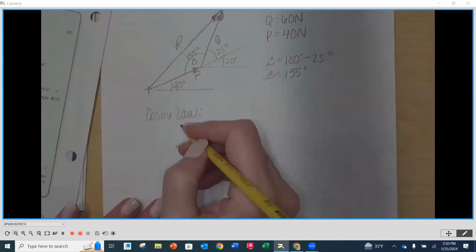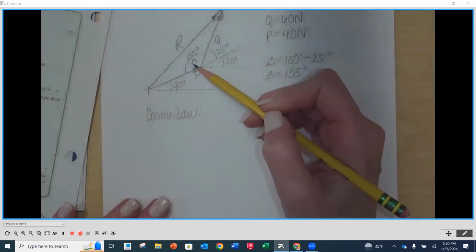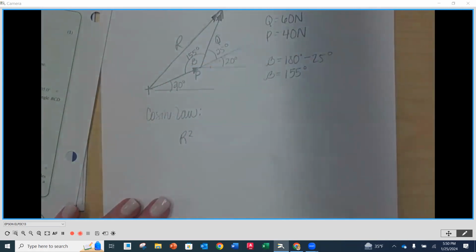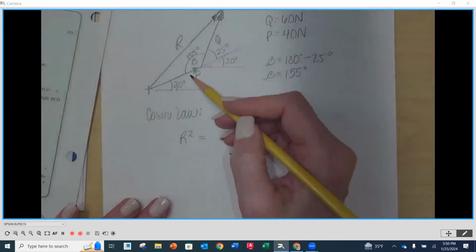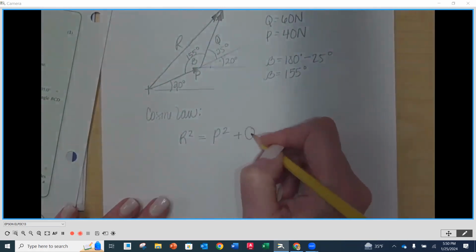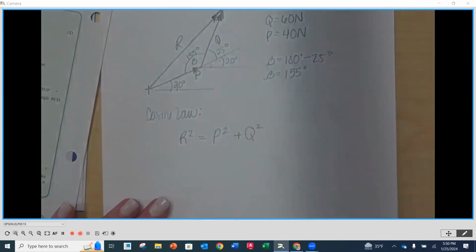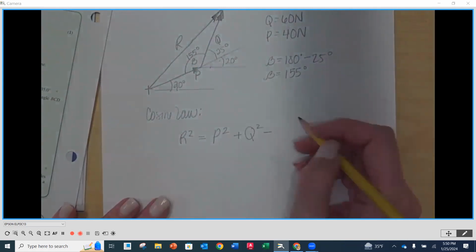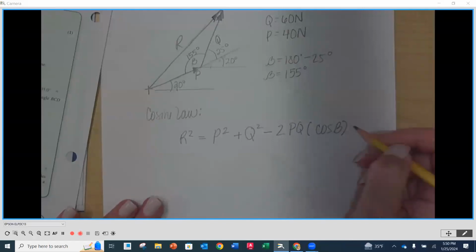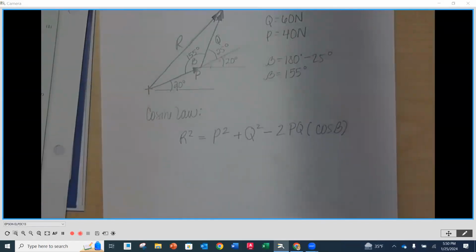So you should come up with the side opposite the angle, which is our R. This is going to be our R squared. It's going to be equal to one of the sides squared, so I'm going to say P squared, plus the other side squared, Q squared, minus 2 times P times Q times the cosine of what we called beta. Does that look familiar? No, it doesn't look familiar at all.